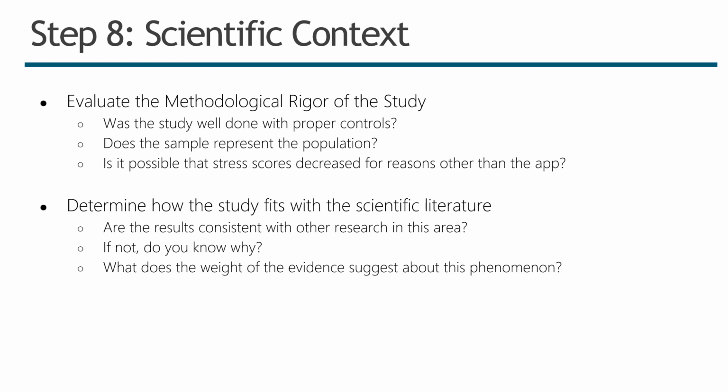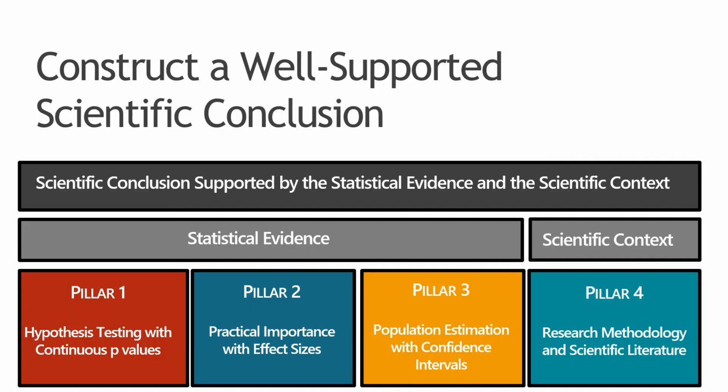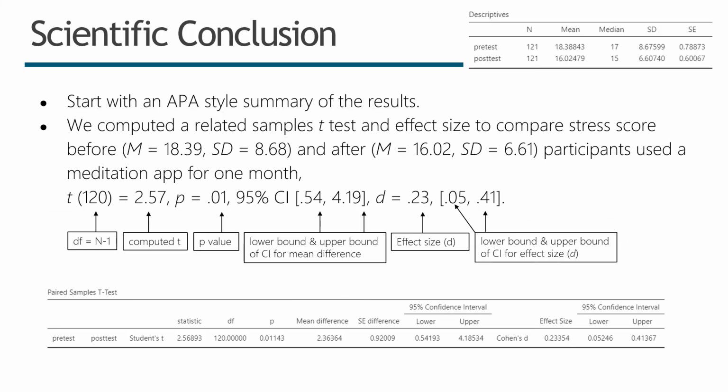Now, finally, what we need to do is pull this all together into a well-supported scientific conclusion that uses the statistical evidence from the three pillars and also considers the scientific context. When reporting our results, we're going to start with an APA-style summary statement. This is a standard format that people use to report results across a variety of different journals, which makes it much easier to read journal articles if everybody's using the same basic format to present their results.